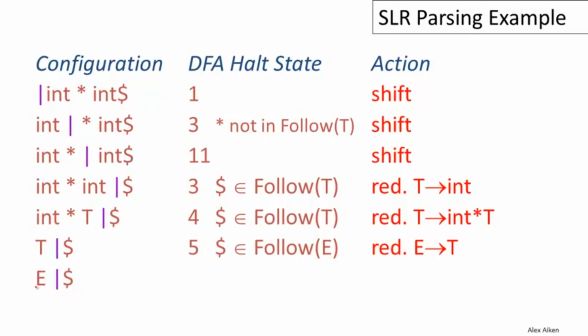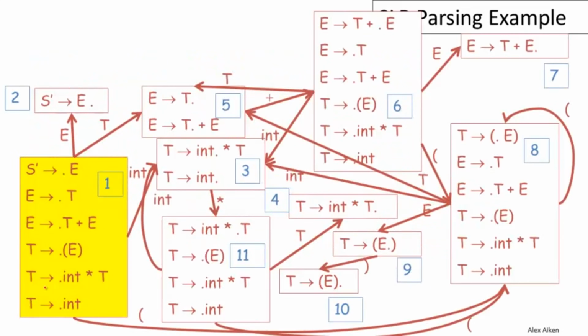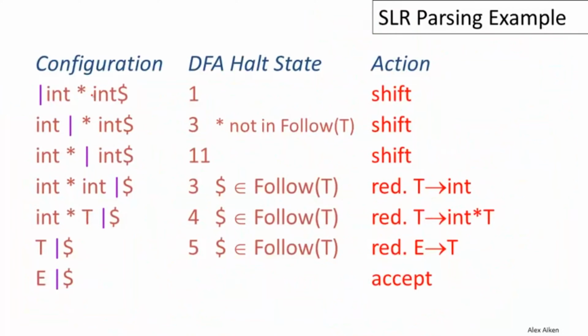And now we have this stack contents consisting only of e. Let's see what happens in that situation. Now we make a transition to this state, state 2, and we only have one item, s prime goes to e dot. And so this is a reduce move. And again, $ is in the follow of s prime, because that is the start symbol. And since that is the start symbol, we accept at this point. So once we get to that item as our reduce move, we know that the input has been successfully parsed.